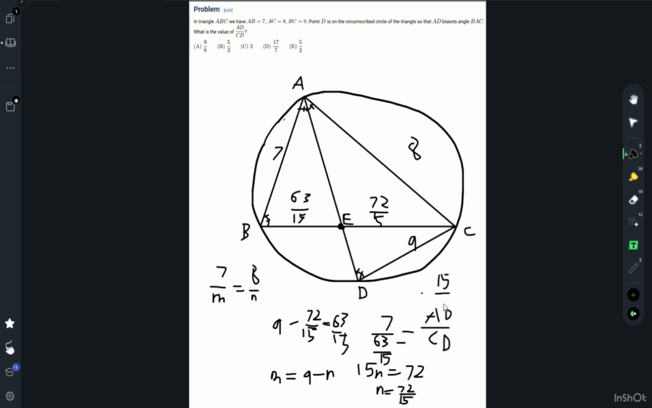Which means that we can cancel this out and replace this with 15 over 9. So AD over CD would equal 15 over 9, and in simpler terms, it would be 5 over 3. So the answer to this question is B, 5 over 3.